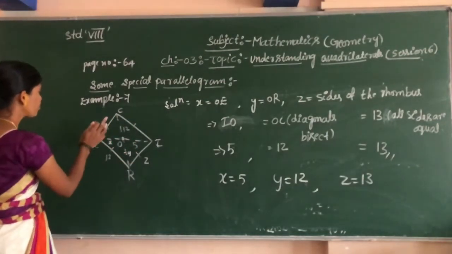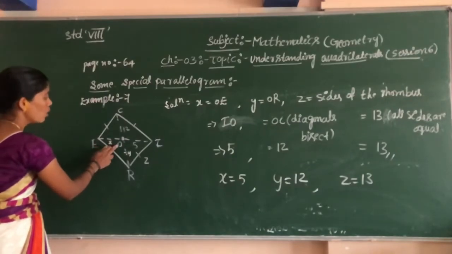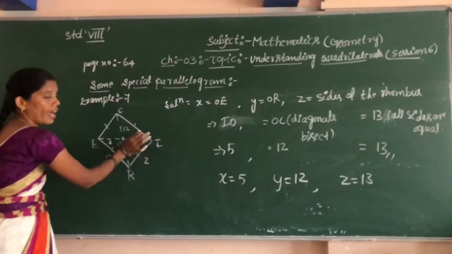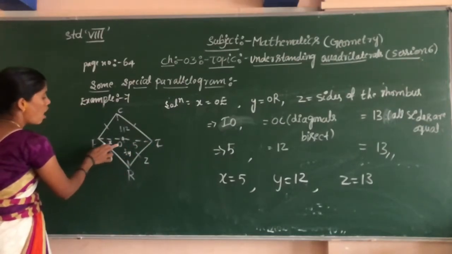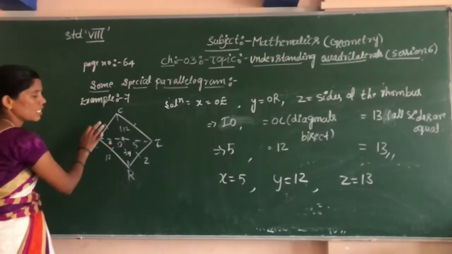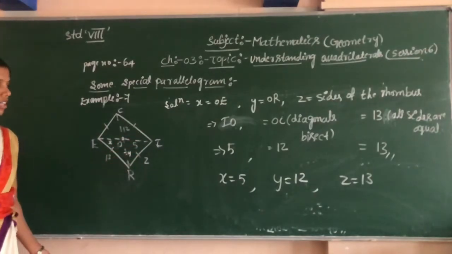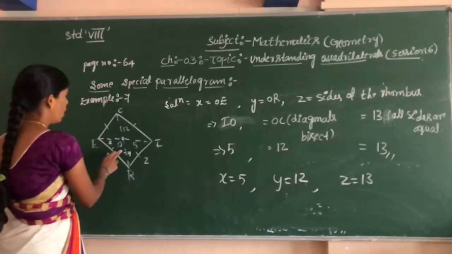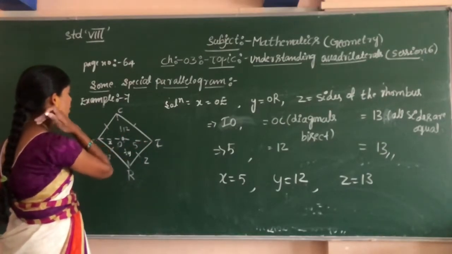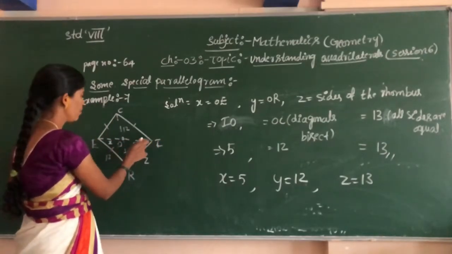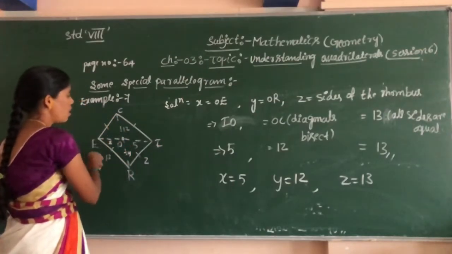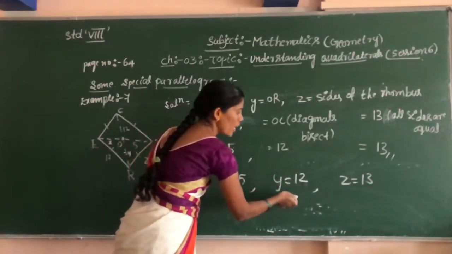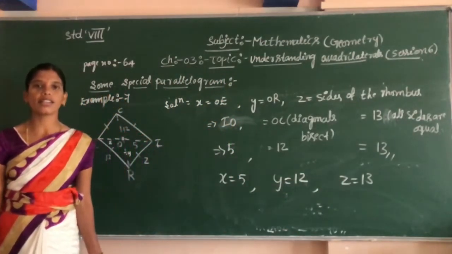Now next, the full diagonals are OI and OR, which is nothing but OC. That is what you should write. So IO is nothing but 5 and OC is nothing but 12. All sides are 13. So x is equal to 5, y is equal to 12, z is equal to 13. Have you got it?